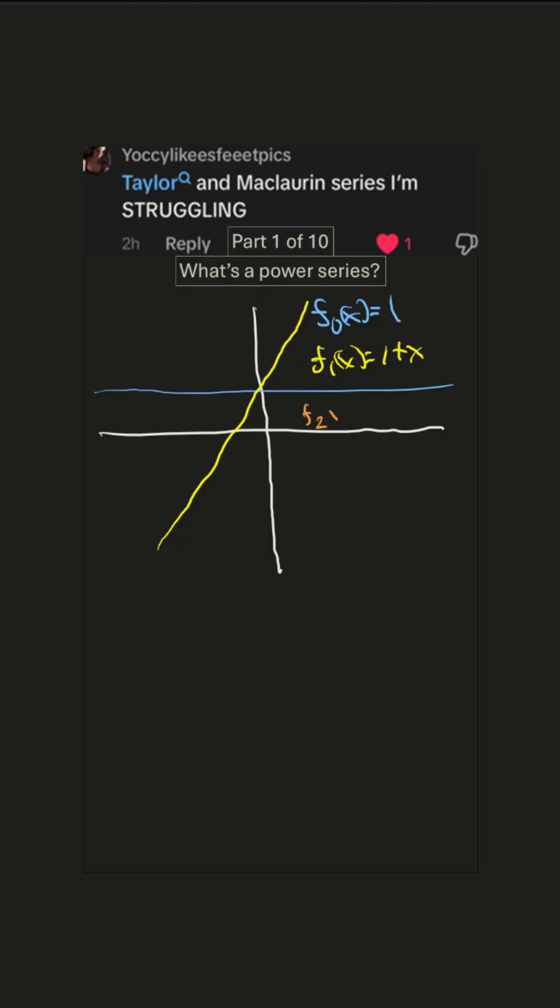How about f sub 2 of x equals 1 plus x squared? That's a little bit more complicated. That one's kind of like that. You see what we're doing? Every time we add another term, we're increasing its power, the power of x, by 1. And every time we do that, it adds some more details to the graph, some more features.